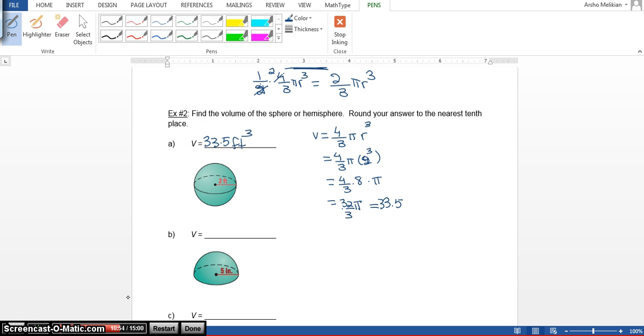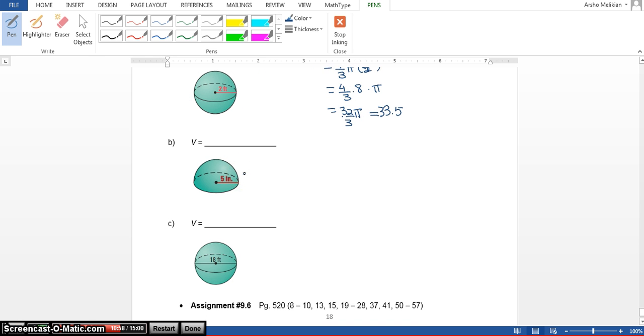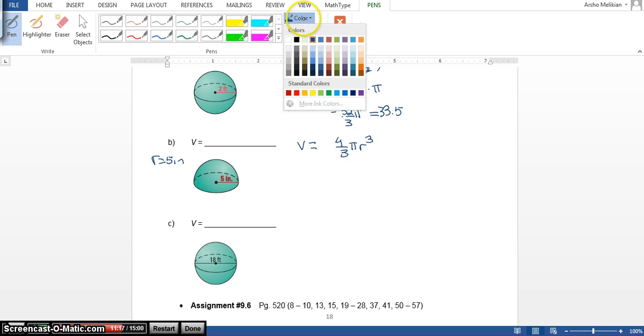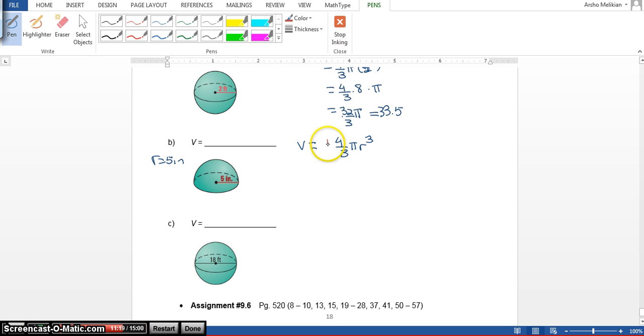Okay? The next one is a hemisphere. In the next problem, the radius is 5 inches. Now, because this is a hemisphere, all right, we're going to modify the formula for volume. The formula for the volume of a sphere is 4/3 pi r cubed. But because this is now a hemisphere, I'm going to do half of that.